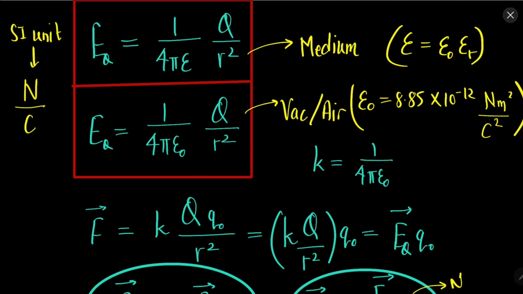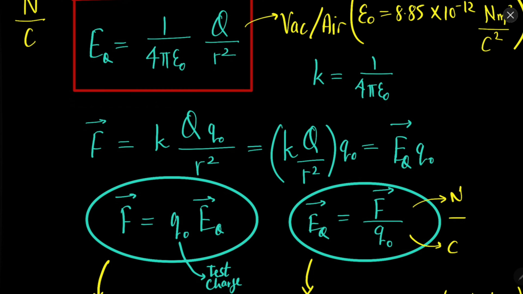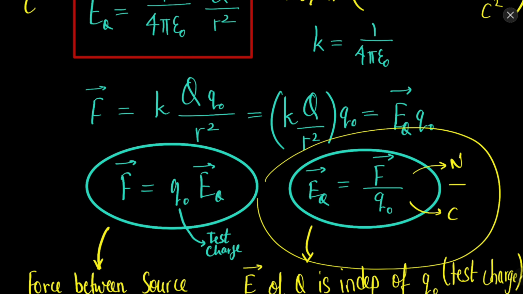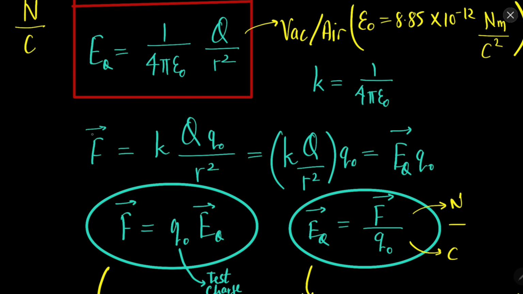Now the SI unit of electric field is Newton per Coulomb. How can it be found? Let's say we know that the force between the source charge and test charge will be k q q naught upon r square. So now we know that kq upon r square is the electric field due to q, so it can be replaced by the electric field due to q.